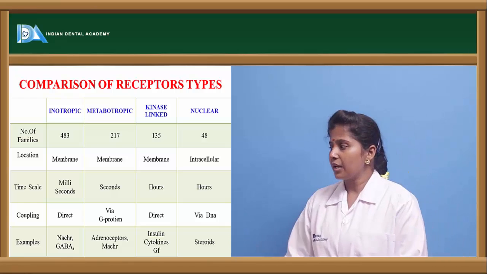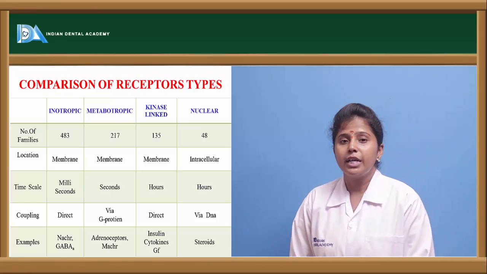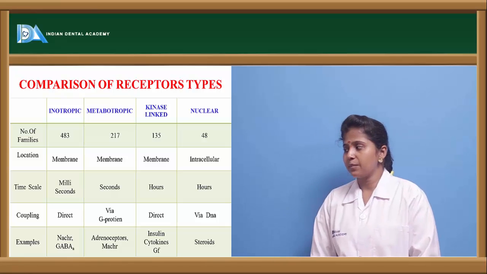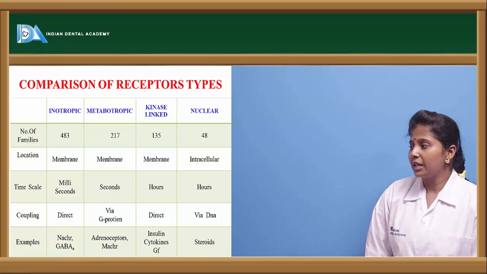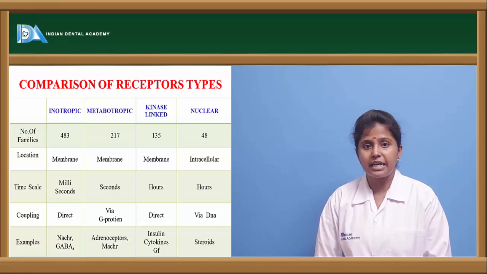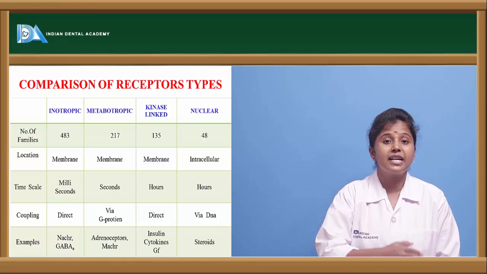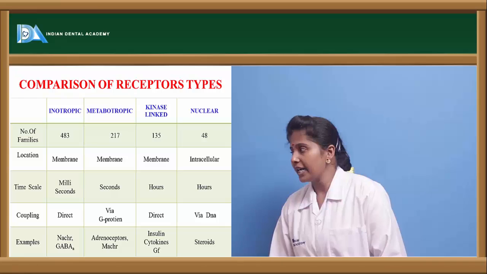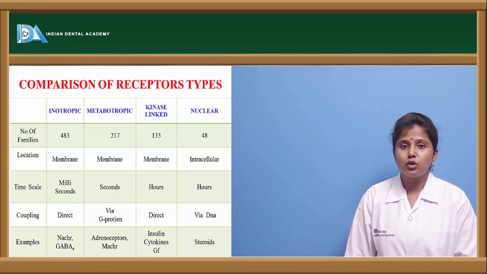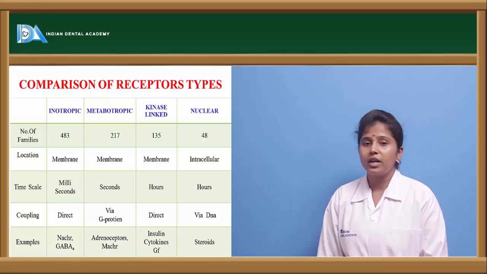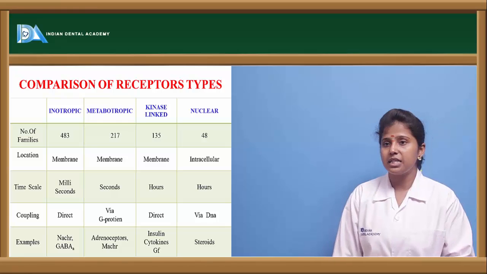The examples: ion channels include nicotinic acetylcholinergic receptors and GABA A. GPCR include adrenoreceptors and muscarinic cholinergic receptors. Kinase linked examples are insulin and cytokines, and nuclear type of receptors are examples of steroid receptors.